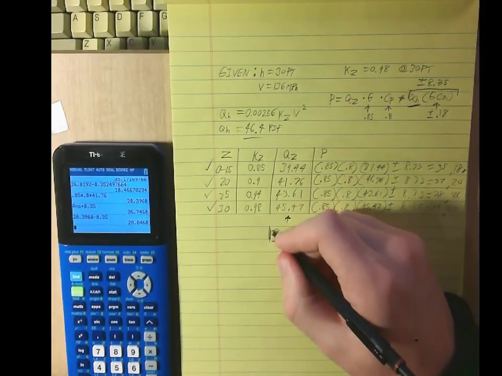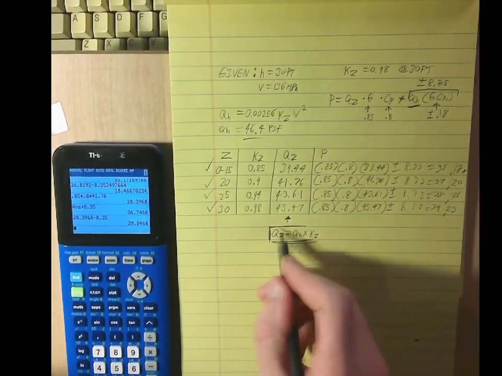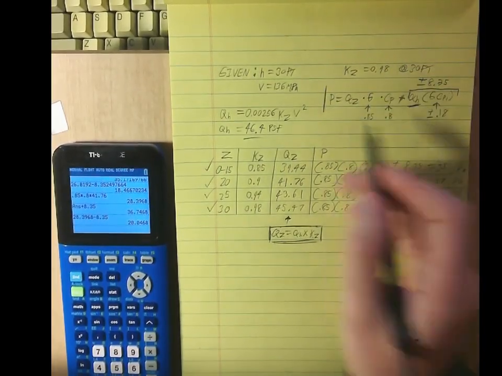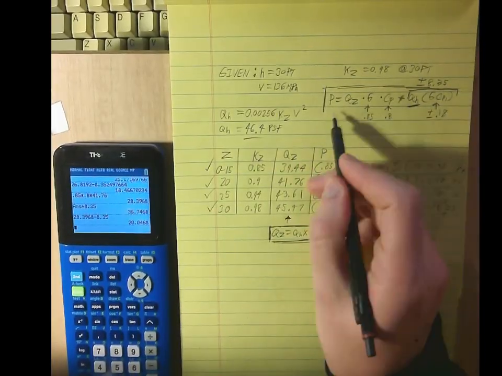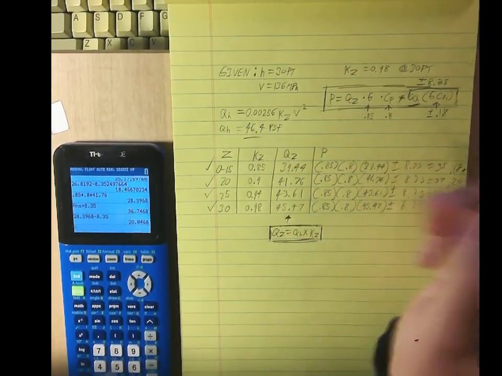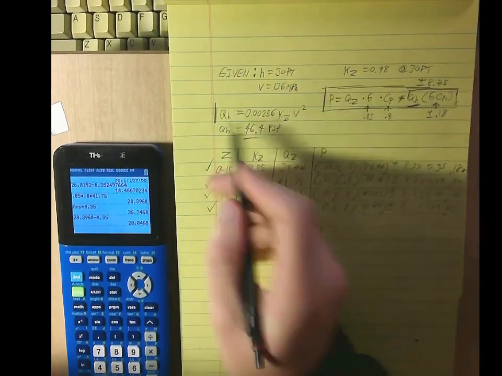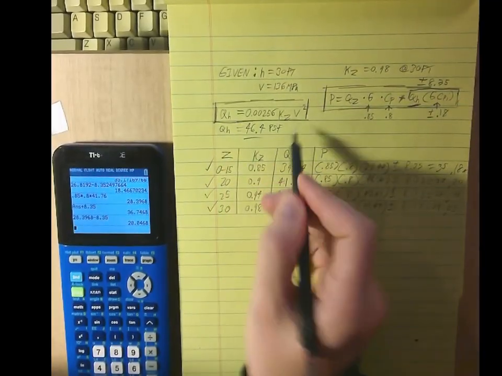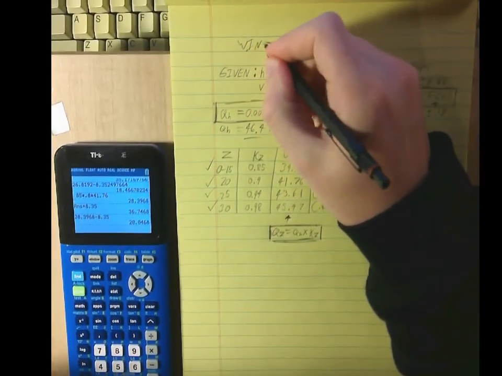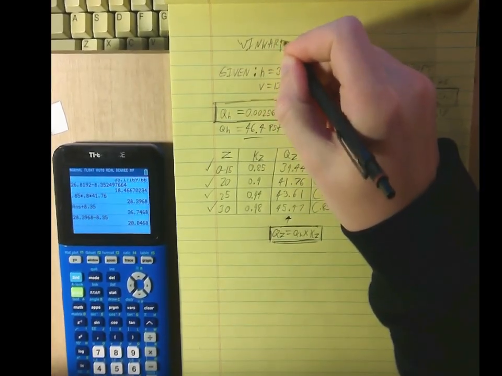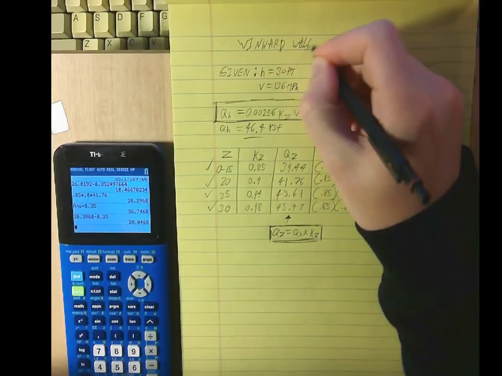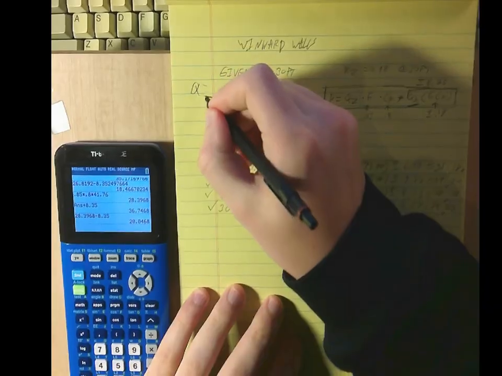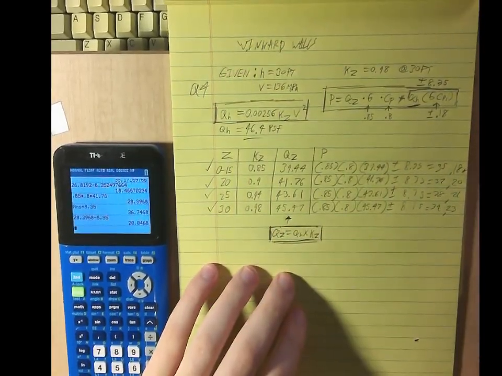So this equation right here and this equation right here are what you need to know for windward walls. And this is Q4. Let's move on to Q5.